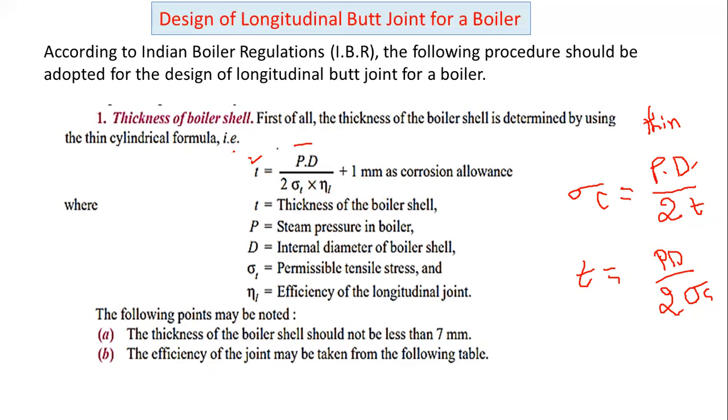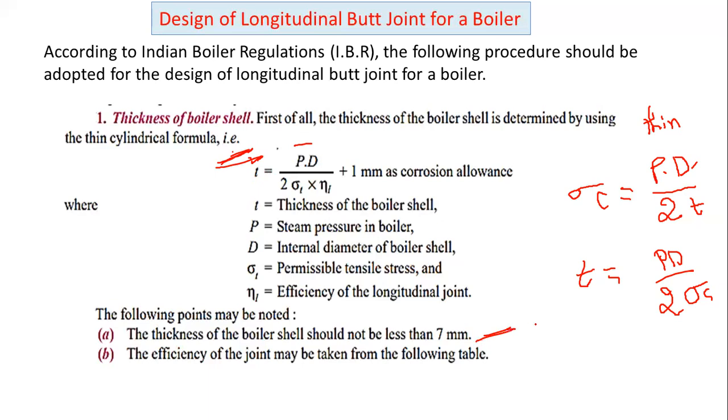So this is the formula for thickness of a boiler shell. This is the first step. By using this equation, you have to find a suitable thickness of the boiler shell. This is step number 1. Now the thickness of the boiler shell should not be less than 7 mm.